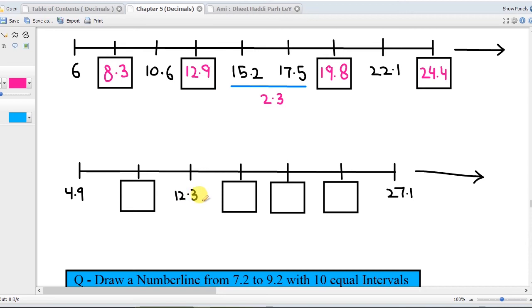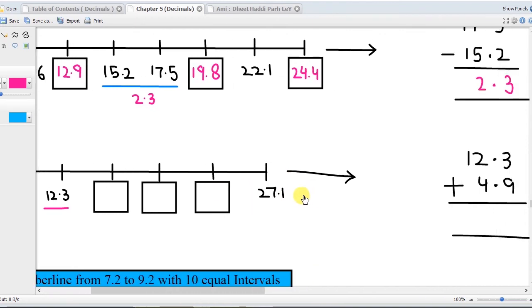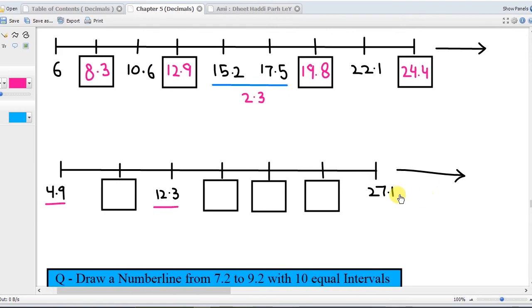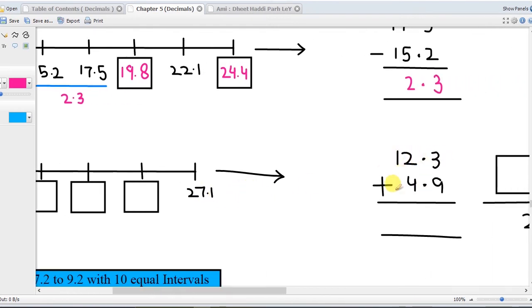In this case we are not getting any two consecutive numbers. So how are we going to solve this question? In that case we take these two numbers, and in order to find the exact middle value, we simply take the average or the mean value, right? So the numbers are 12.3 and 4.9. I'm simply going to add these two numbers.